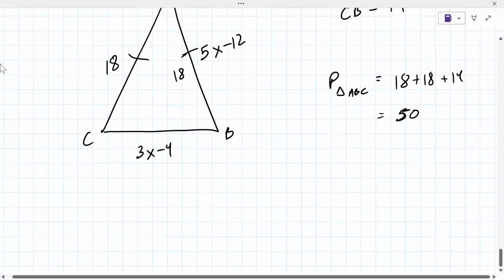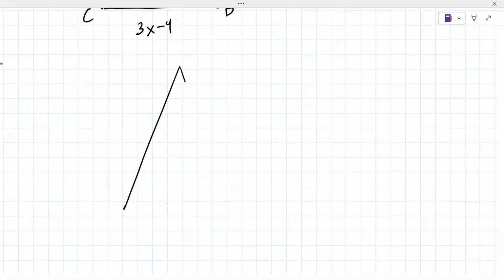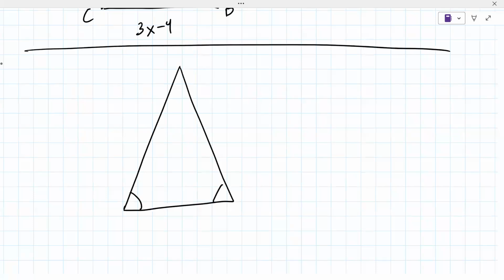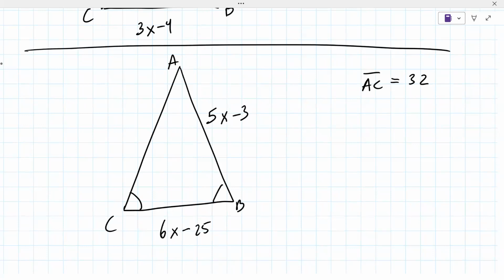Okay, great. All right, we're gonna do another one here. I'm gonna make that slightly different though, so don't use the same strategy here. So these angles are the same, which means it's an isosceles triangle. I'm going to tell you that AC this time equals 32. And this is 6x minus 25. And I want you to find the perimeter of triangle ABC.